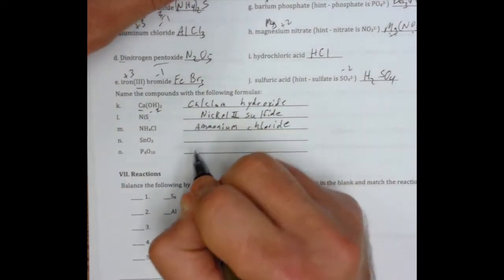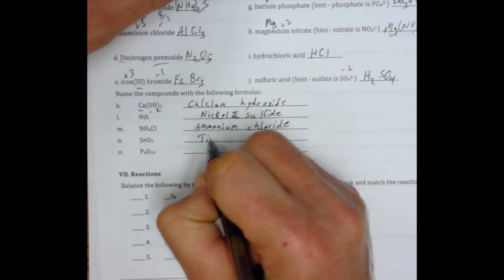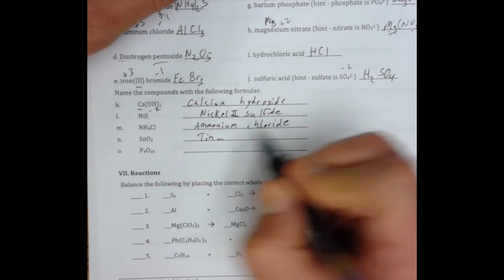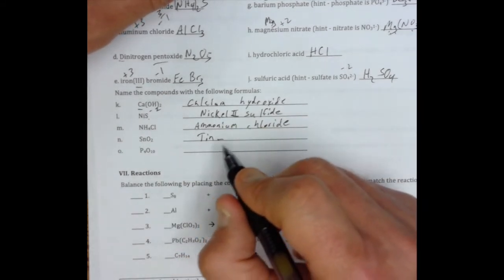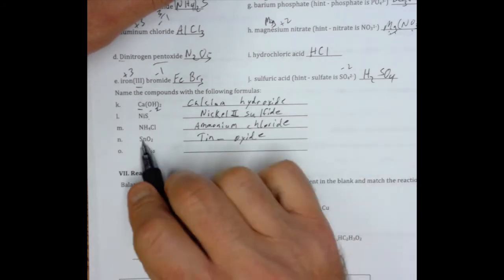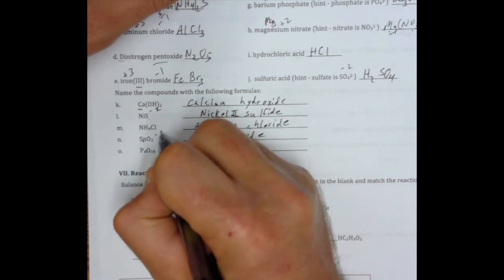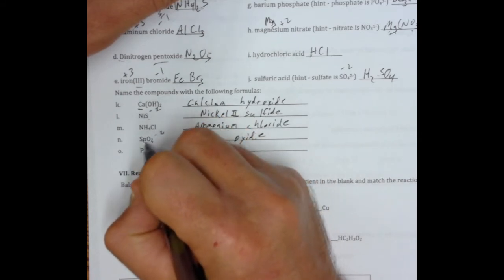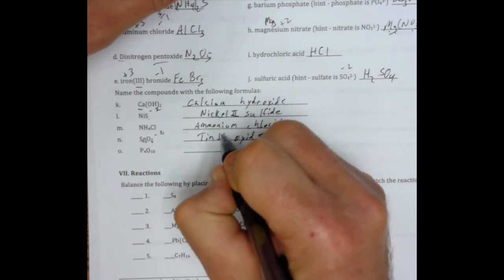Sn, that is tin. It does need a Roman numeral because it's not in group 1A, 2A, silver, zinc, or aluminum. O is oxide. So this would be 10. -2 times 2 is -4, divided by 10 is... tin(IV) oxide.